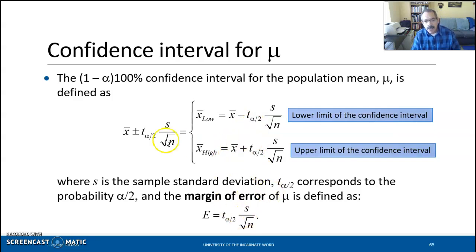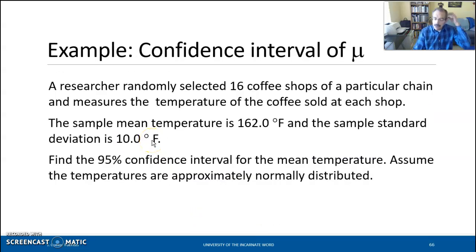Also note that in the case when we use the t distribution, the margin of error is defined as this, with the t-value and the sample standard deviation. All right, let's look at the first example.